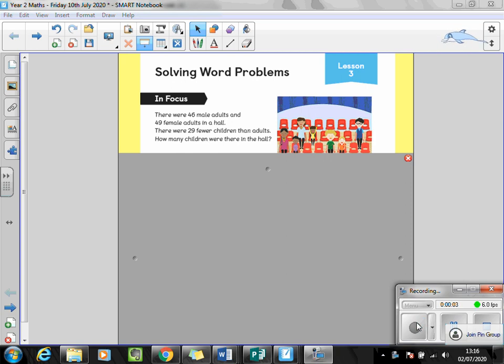Good morning, you two. It's Fabulous Friday and another day of getting that brain going, thinking about calculations and solving word problems. Let's have a look at the in-focus task.